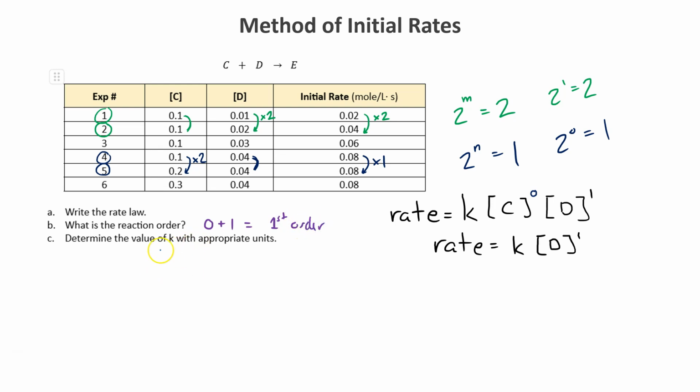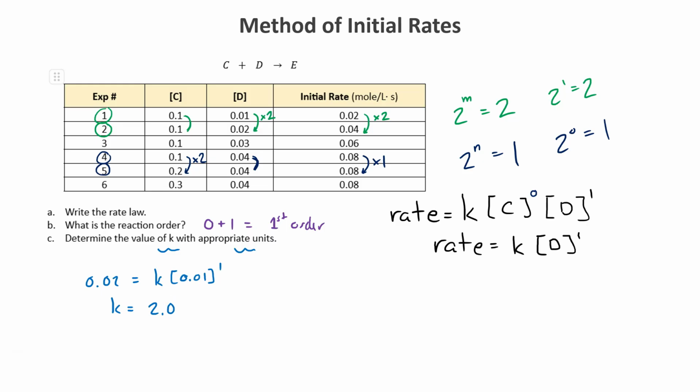We can also now solve for the value of k and include appropriate units by plugging in numbers from any of these experiments into the rate law that I just wrote. So let's use experiment 1 for that because that's what is usually easiest. And for the rate, we'll plug in 0.02 because that's the rate in experiment 1. The k value is what I'm solving for. C doesn't matter because it's not in the rate law anyway, so it's really just the concentration of D, which is 0.01 to the first power. And if you rearrange and solve for k, you'll get an answer of 2. So that's just the value of k.